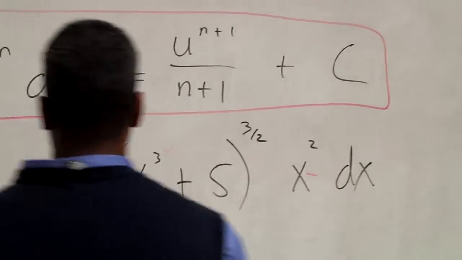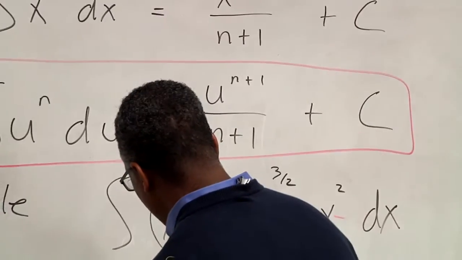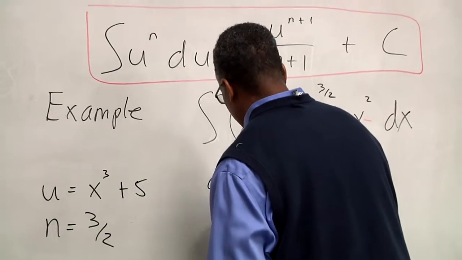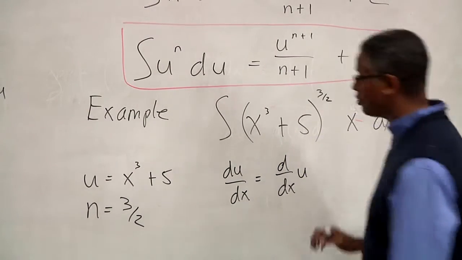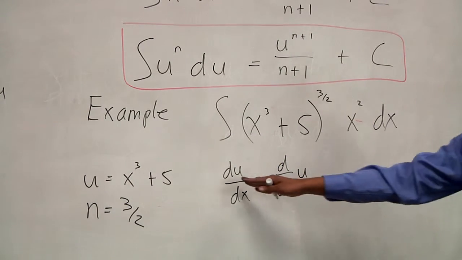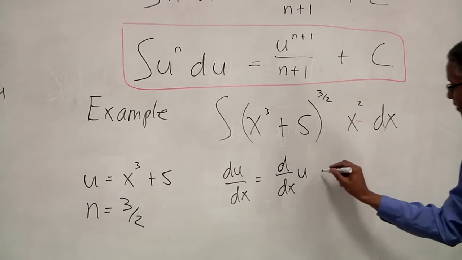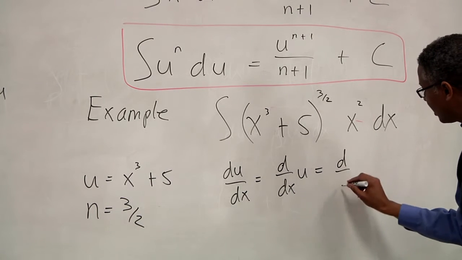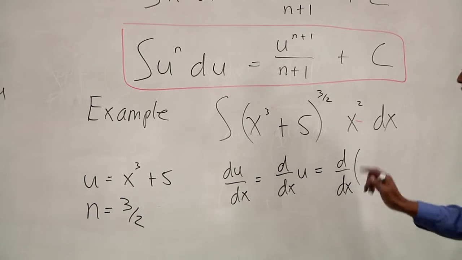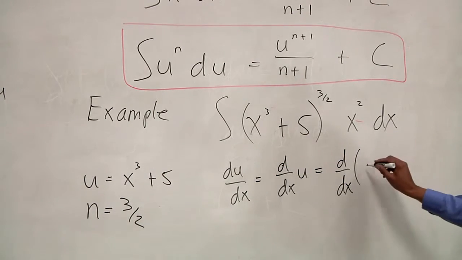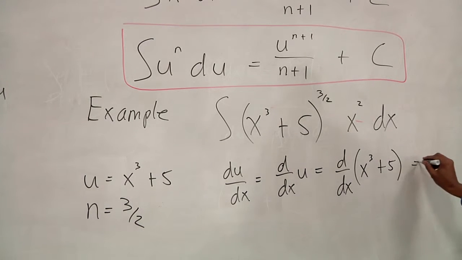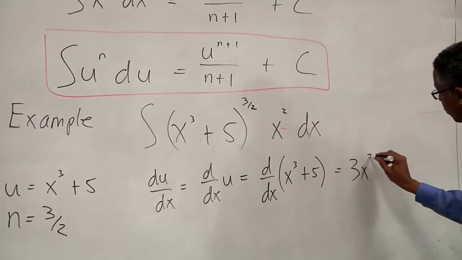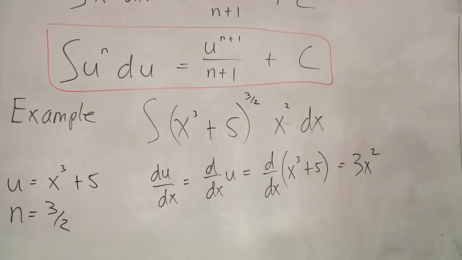Now, what we haven't found is du. Well, we know that du/dx is the same thing as d/dx of u, correct? It's just a different way to write du/dx. And if that's true, we know that this is the same thing as saying d/dx. By substitution, u we labeled to be x cubed plus 5. So x cubed plus 5. The derivative of x cubed plus 5 is 3x squared. The derivative of 5 is 0, so we leave that off.